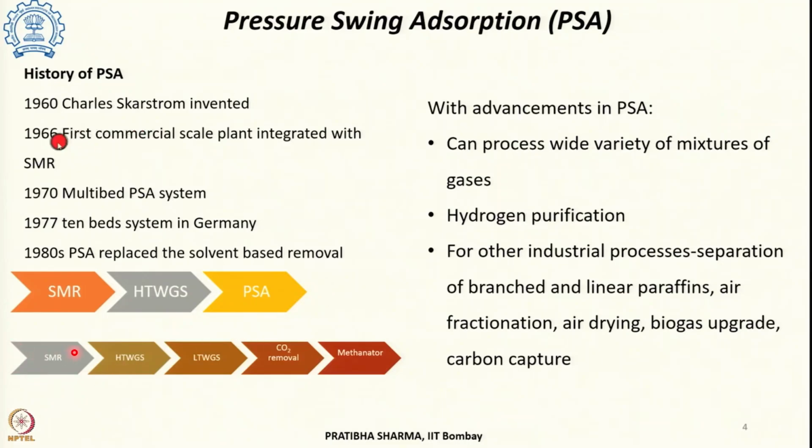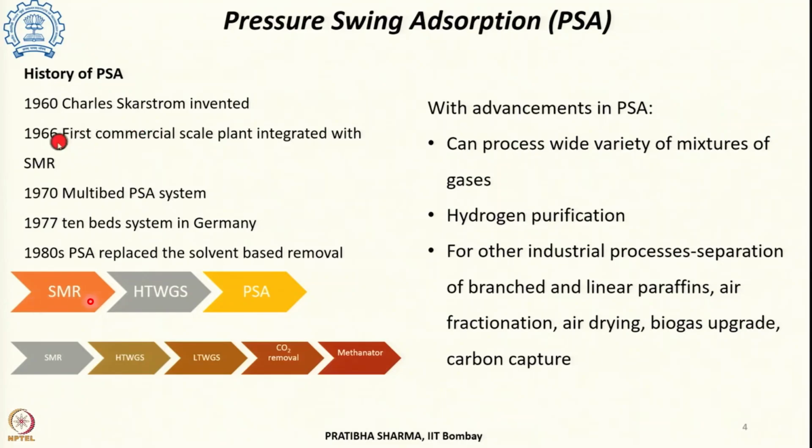And in the other way, you can also install one path such that you can get pure hydrogen gas: steam methane reforming process, high temperature water gas shift reactions, low temperature water gas shift reactions, then the removal of the carbon dioxide, maybe by using methanol. Next is the methanator reactions.